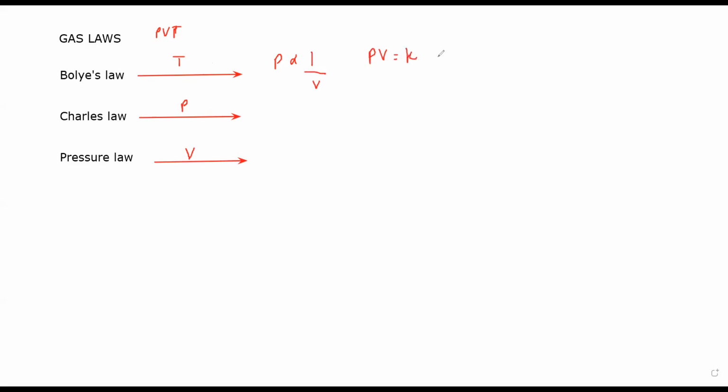As PV equals K, if we have a container with an initial pressure and volume, and we change the pressure, the volume will also change. For the first container, P1 V1 equals K, and for the second container, P2 V2 also equals K. So we can relate them by an equation: P1 V1 equals P2 V2, but this formula is only valid if the temperature is constant.